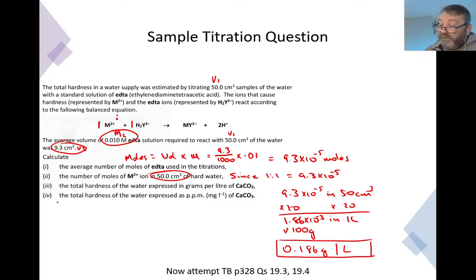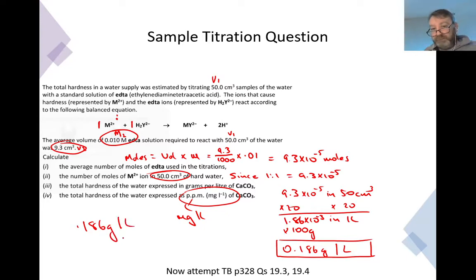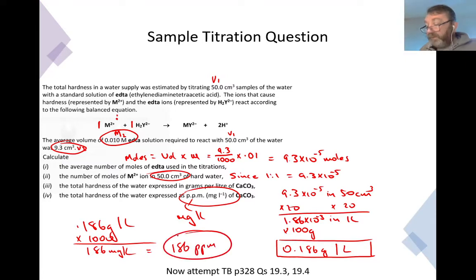And the last thing it wants is the total hardness of water in ppm, parts per million. Now, can you remember what parts per million is? If you can't, they actually tell you. Parts per million is milligrams per litre. So what have I got over here? I've got 0.186 grams per litre. They want you to give it back in milligrams per litre. So you're going to multiply by 1,000, because there are 1,000 milligrams in a gram, which will give you 186 milligrams per litre, better known as 186 ppm. And that's the second answer.